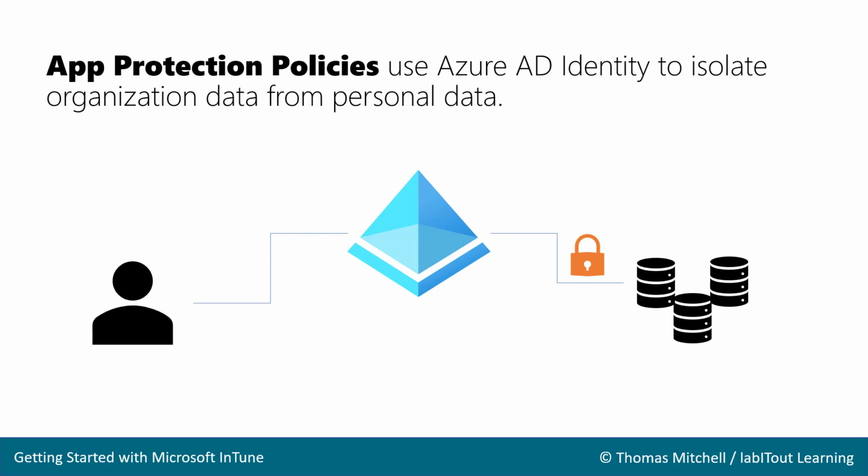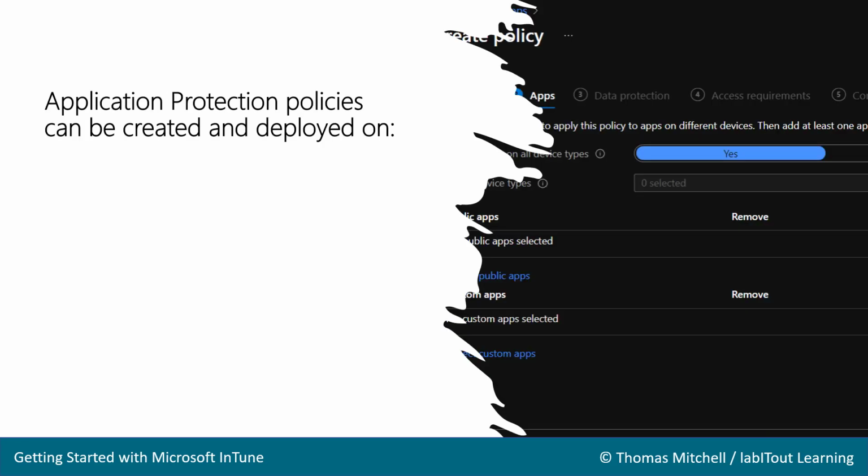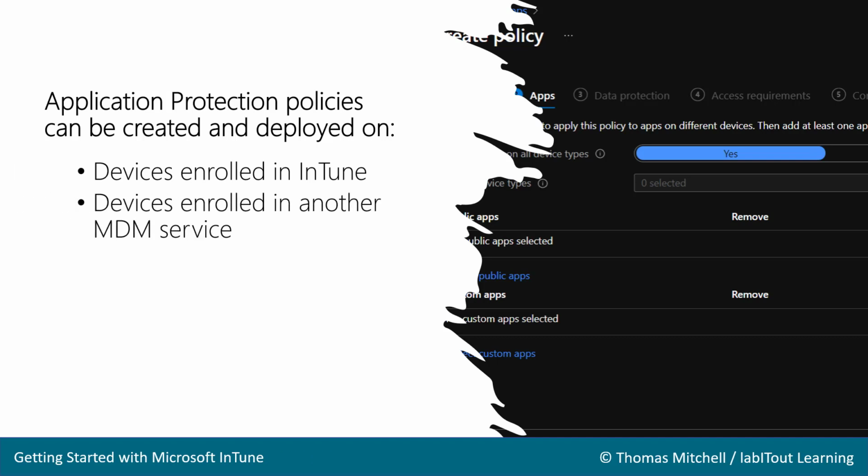Application protection policies can be created and deployed on devices that are enrolled in Intune, that are enrolled in other mobile device management services, or even those that are not enrolled in any MDM service at all. On enrolled devices, app protection policies provide an extra layer of protection.